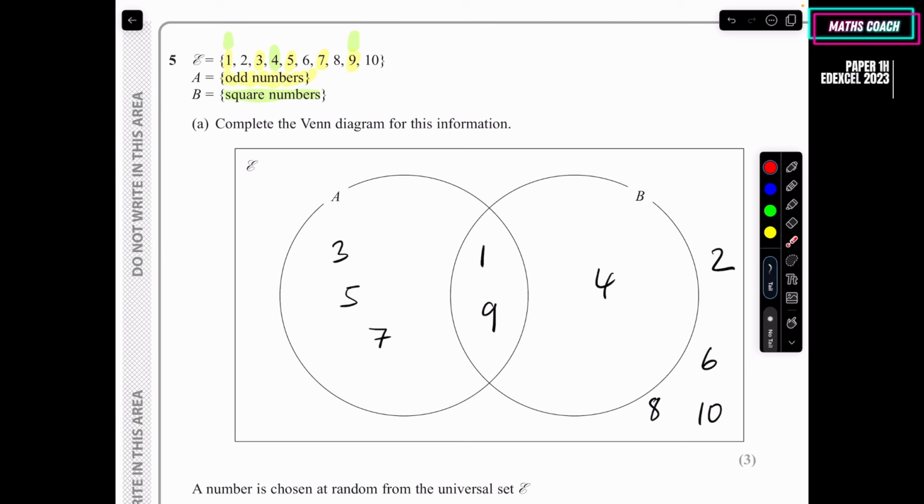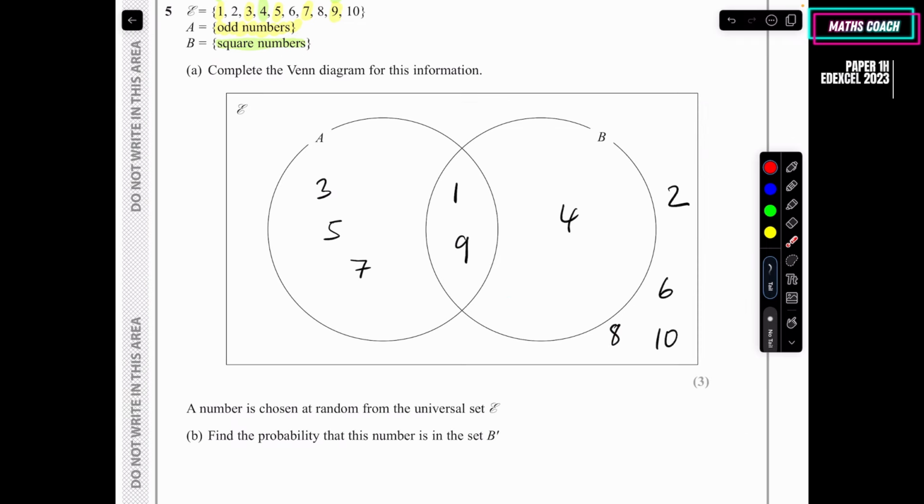And this is very helpful what I just did there, because you need to check that you haven't missed anything out. And you can do that by just counting the numbers. So we've got 10 numbers in here. Do we have 10 numbers here? So 1, 2, 3, 4, 5, 6, 7, 8, 9, and 10. There you go. Right, let's move on.